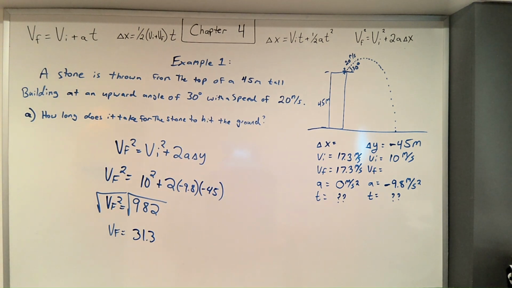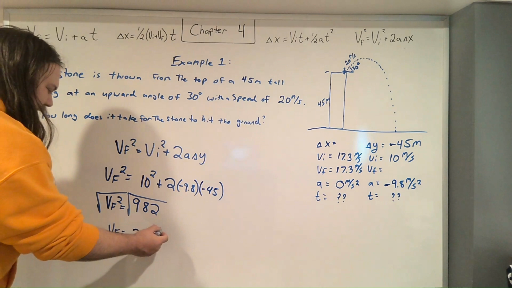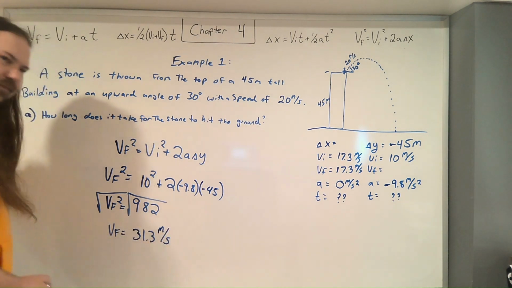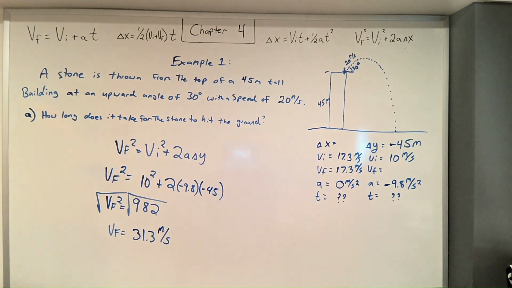Okay. Does our answer make sense? 31.3. We only threw the rock with 20 meters per second, but it went up and then it turned around and came crashing back down. It had a pretty long distance to fall, a 45-meter distance, so I think it would have gained some speed on the way down. So I think 31.3 meters per second probably makes some sense. Okay, it's probably a logical answer.